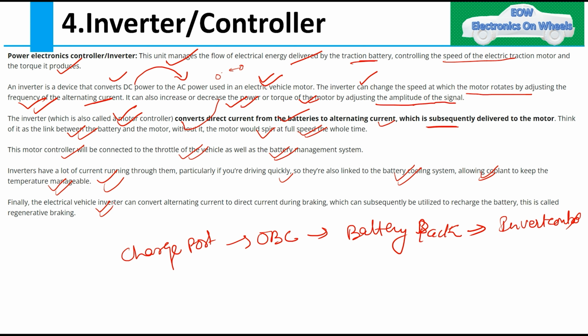Finally, the electric vehicle inverter can convert the direct current during the braking. One more thing. During regenerative braking, what happens is that you are putting the brake, right, and your motor becomes the generator. So your motor is giving AC current, then it will be converted to DC to give back to the battery pack. Then only your battery pack can accept this current, right? So this is also the work of the inverter, which can subsequently be utilized to recharge the battery. That is called regenerative braking.